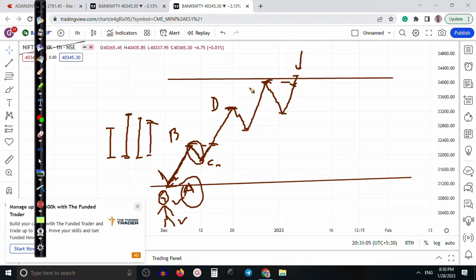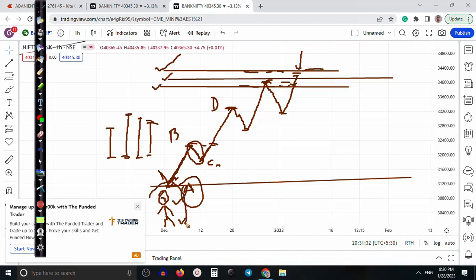It might be somewhere here, also a resistance line. It might be somewhere here, also a resistance line. As I said, it might be somewhere here, or it might be somewhere here. As I said, all are applicable as a resistance line. It may be, or it may be. So what we are using is the rally of this rubber bandman.